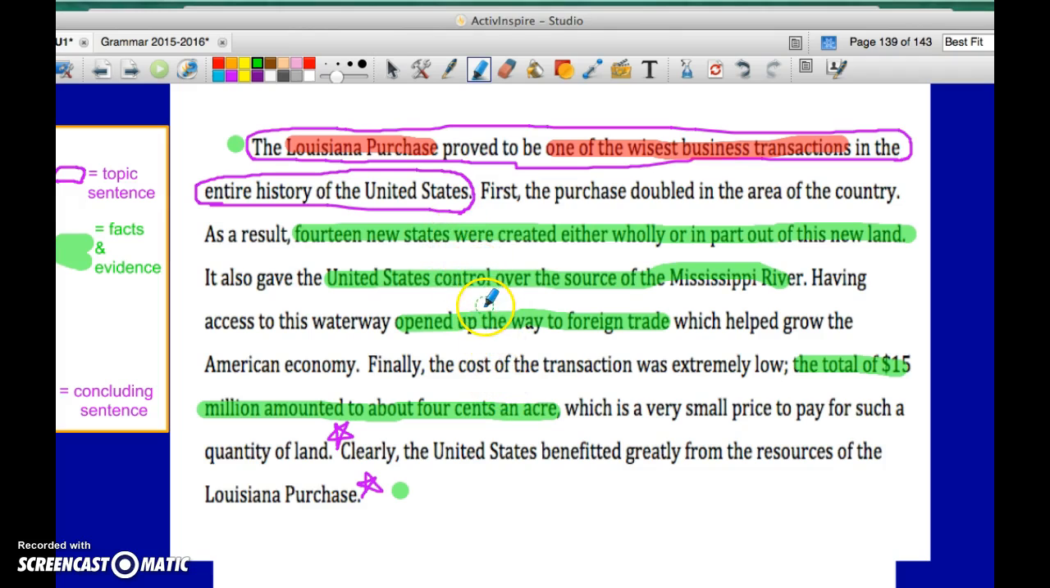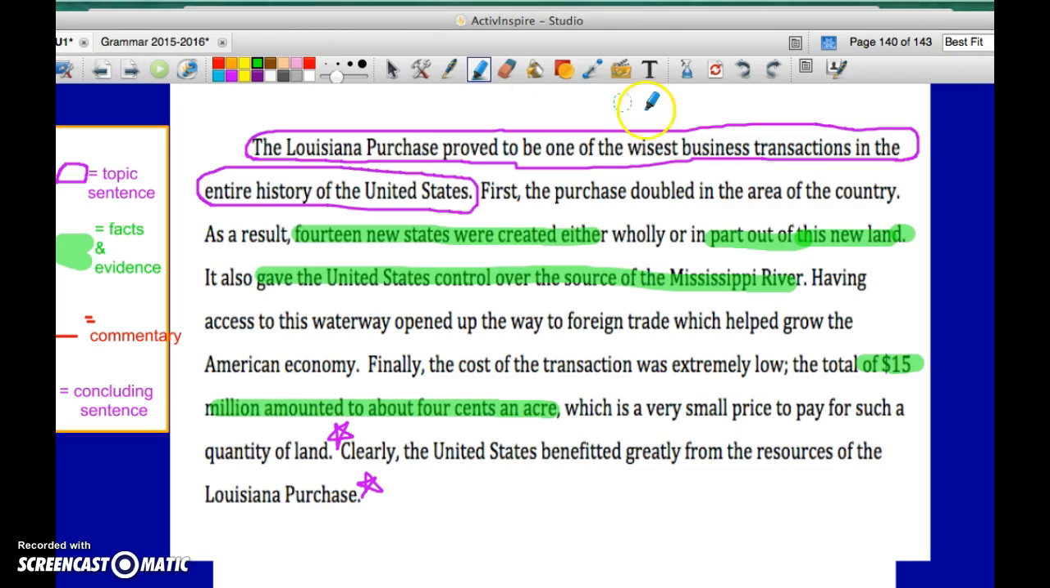So if we kind of review, our evidence is, again, the facts and the details that we drew from the sources. It's not where we're explaining anything yet. It's solely just the facts, just the information from those credible sources. So the next thing we're going to take a look at is the commentary. And again, to review, commentary is where we're explaining the connection between the evidence and the main idea.